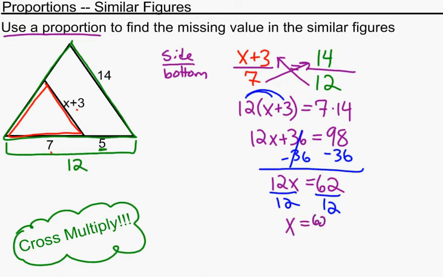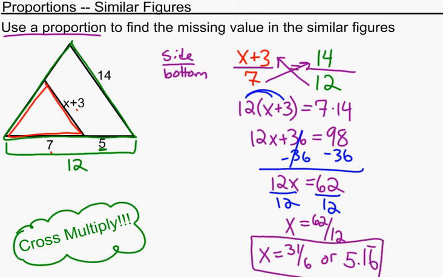62 over 12. I want to look at two different ways we can simplify this. The first way would be just reducing it. Divide top and bottom by 2. So that would be 31/6. Or if I want to get a decimal, because it's easier for me to see, I can divide it out and I get 5.16 with the 6 part repeating. So those are two very possible answers and very accurate.